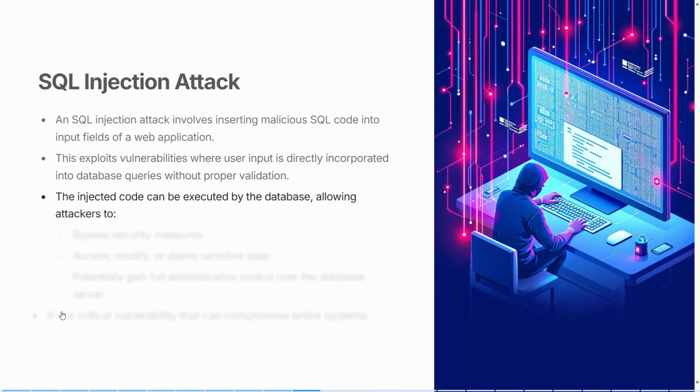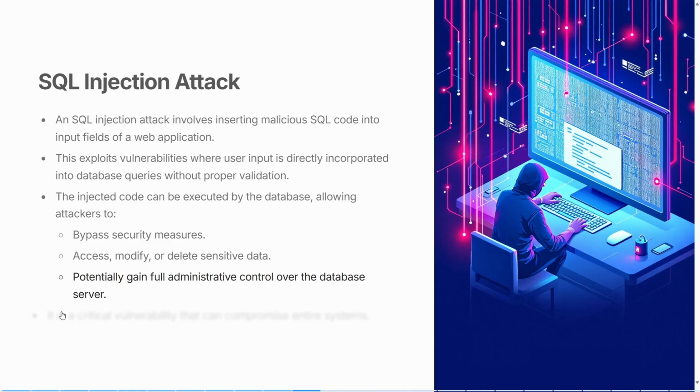The database will read that code as a command, and then that injected code can be executed by the database, allowing attackers to potentially bypass security measures, access, modify, or delete sensitive data, or potentially gain full administrative control over the database server. Sometimes you might also use code designed to get the database to give you a list of usernames and passwords, for example. So it's a critical vulnerability that you need to make sure doesn't exist. But an SQL injection attack is trying to insert code into input fields so that the website's database reads that code as a command and gives that person something that they want.